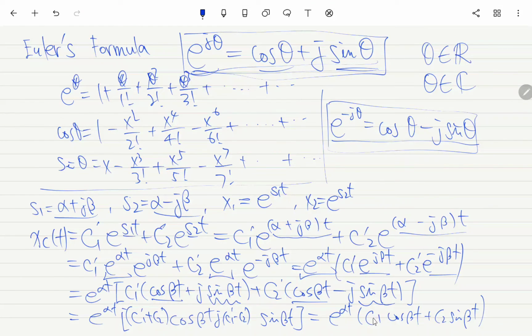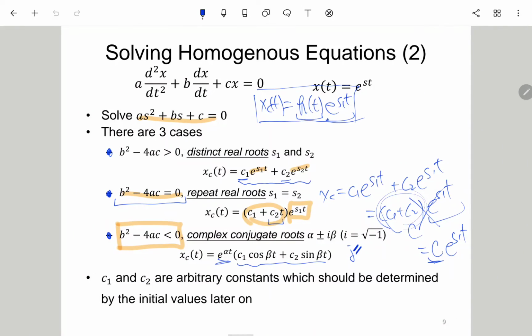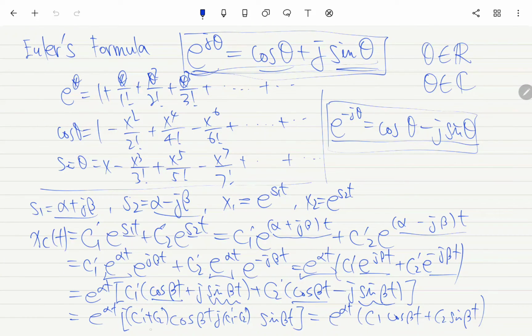Of course, you may still ask why this thing can become a real number. The idea is that the original homogeneous equation is a real function with real coefficients, so we should expect the solution to also be a real function. In such a way, we expect the original C1 prime and C2 prime to satisfy some condition, which is that C1 should be the complex conjugate of C2.